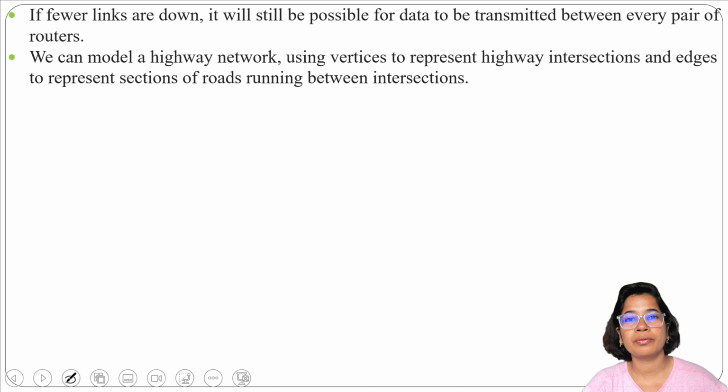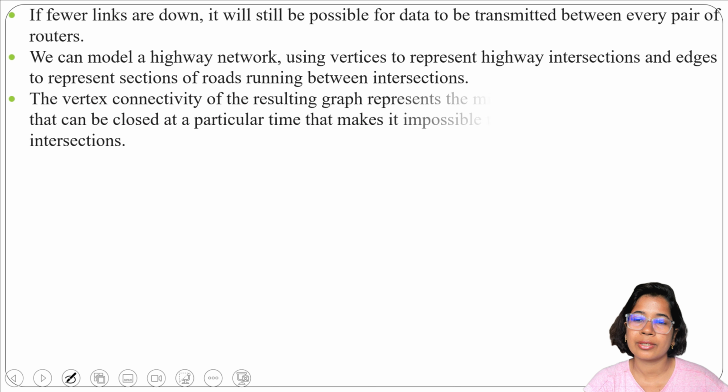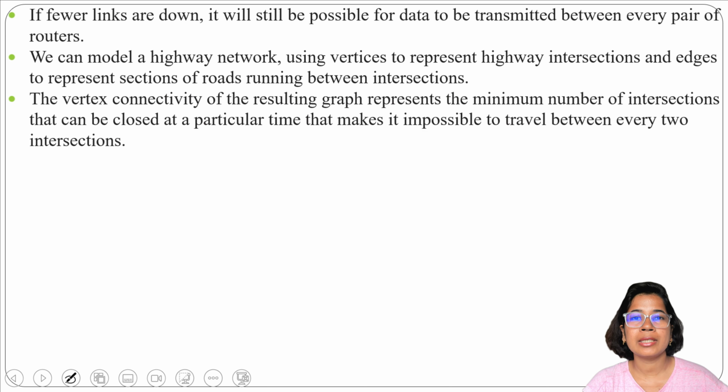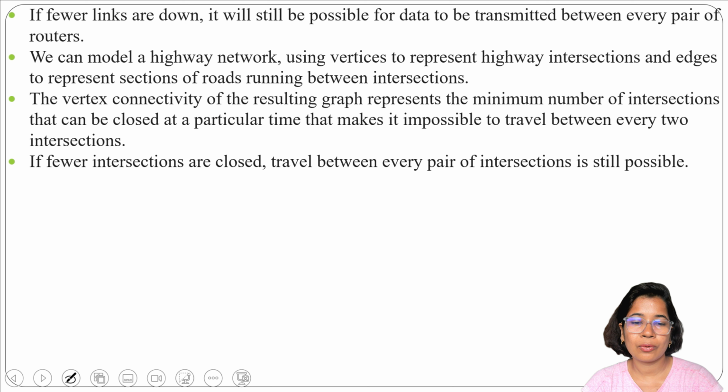We can also use it for road construction. We can model a highway network using vertices to represent highway intersections and edges to represent the sections of road running between these intersections. So here vertex connectivity means the minimum number of intersections that we can close. In particular, suppose any event occurs or travel is impossible. If fewer intersections are closed, travel between every pair of intersections is still possible. Recently there was a 4th July parade. So some intersections were closed due to the parade route, right?